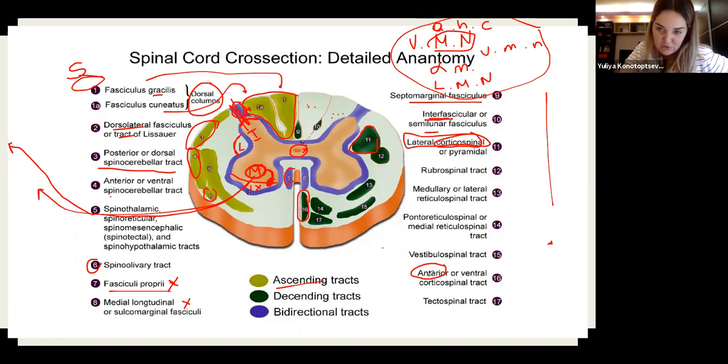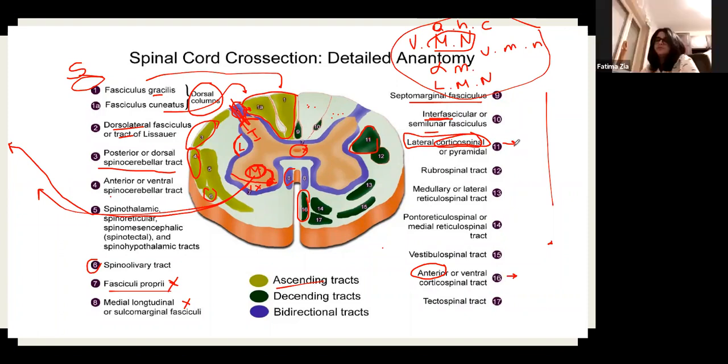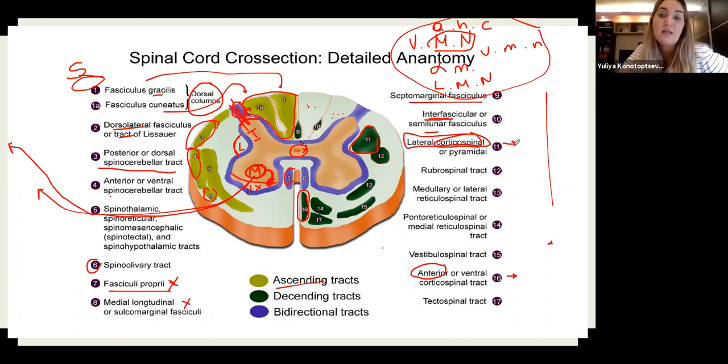Anterior corticospinal tract is responsible for innervation of the skeletal muscles of your trunk. Lateral corticospinal tract is responsible for motor innervation of your limbs. So hands and legs. Which one do you use more? Limbs. So which tract is more active? Lateral corticospinal tract, yes. Right next to the lateral corticospinal tract, we have rubrospinal tract.